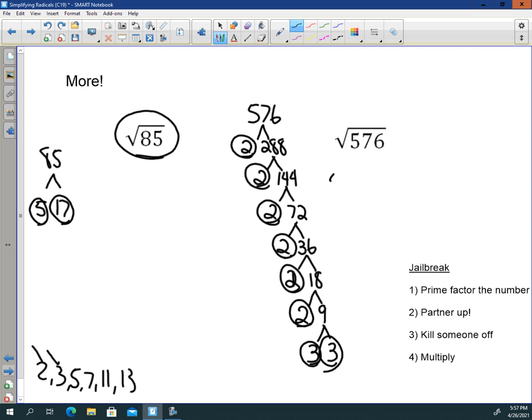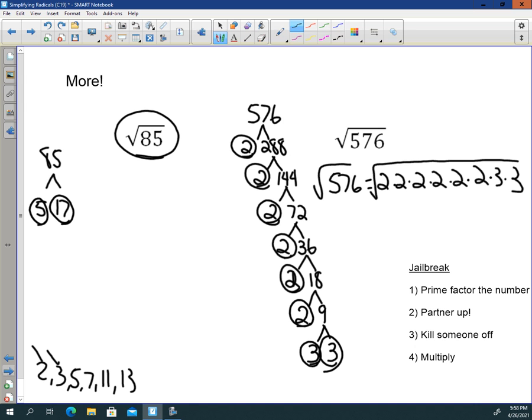So 576 equals 1, 2, 3, 4, 5, 6 2s, and 2 3s. All right, and the square root of 576 is the same as the square root of all of that. So we have prime factors. Now let's partner up. These 2's can partner up. These 2's can partner up. These 2's can partner up. And these 3's can partner up.